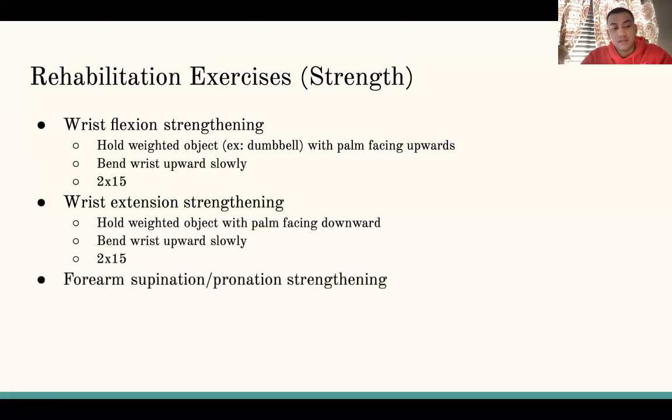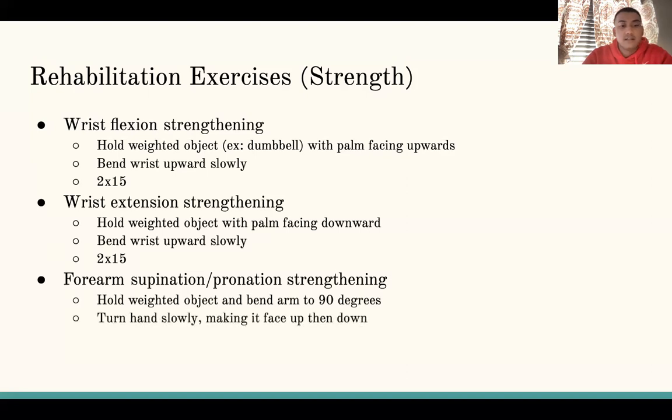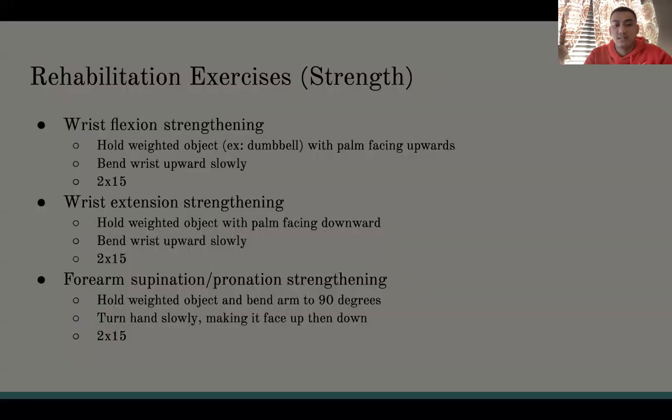And then another strength exercise for rehabbing a scaphoid fracture. It's actually super beneficial to strengthen the forearm with this supination and pronation strengthening exercise. So you're going to hold a weighted object once again, such as a dumbbell. You're going to bend your arm to 90 degrees, and then you'll turn your hand slowly while keeping your arm at 90 degrees, switching it so that your hand will be facing up and down, and you'll just repeat that for 2 sets of 15.